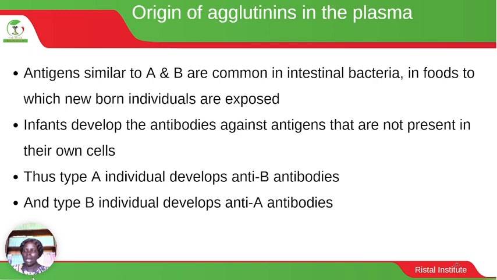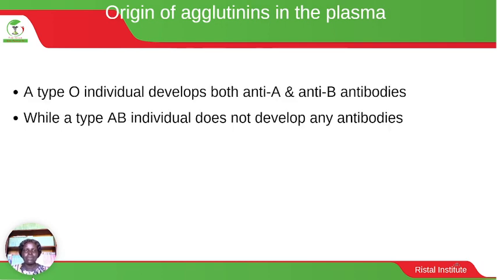So if the person is having type A, it means that he's exposed to the antigen or agglutinogen A. Then that means that if he's exposed to antigen B, he will react. So someone who is having blood type A will have antibodies against blood type B. So he will react to it, and vice versa.